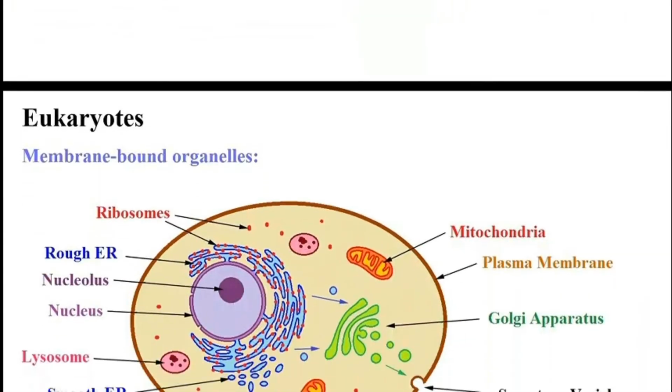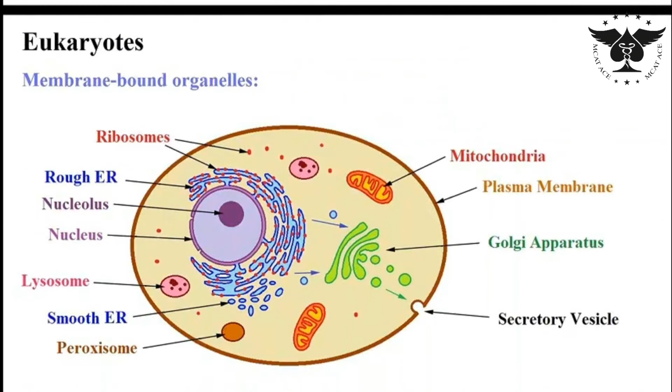Alright, so starting with eukaryotes, here I have provided you a summary of all the different structures that you can find inside a eukaryotic cell. And so as you can see, there are so many structures here that have membrane. Like for instance, the lysosome has a membrane, the peroxisome has a membrane, the mitochondria has a double membrane, the nucleus has a double membrane.